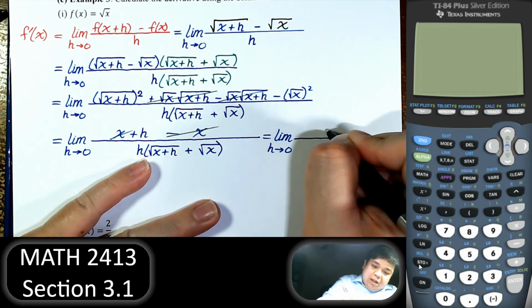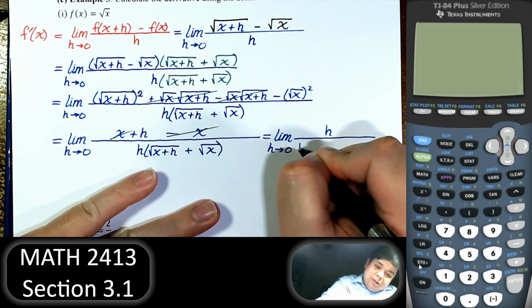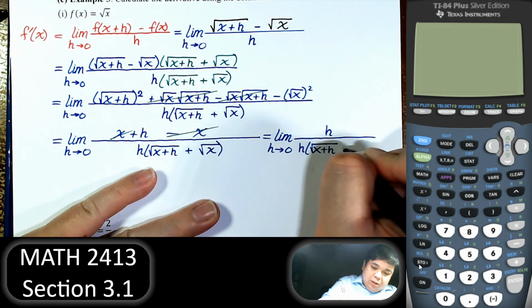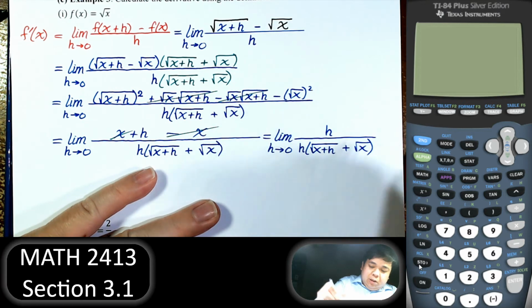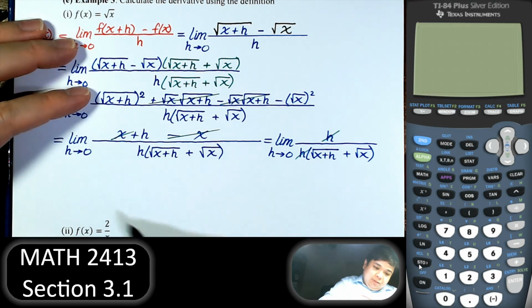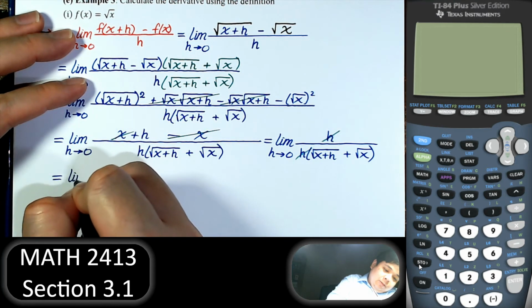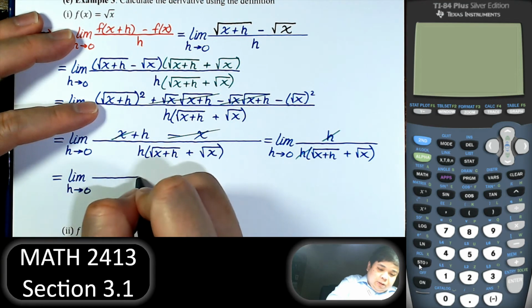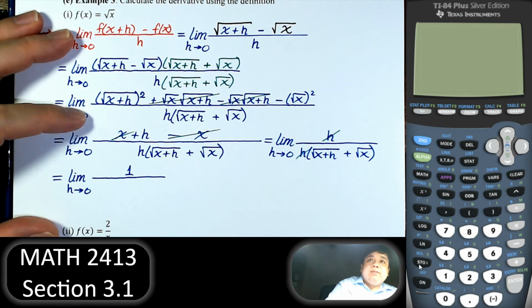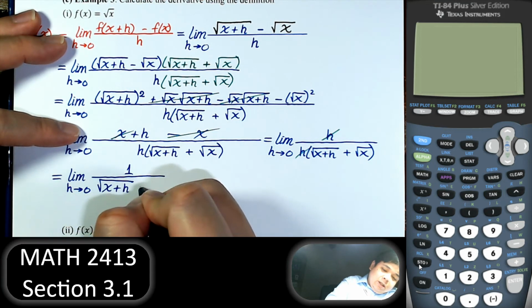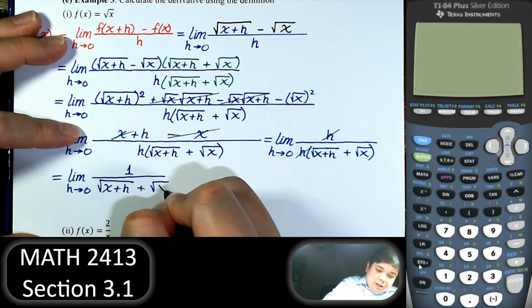And after that, we have an h on the top, and we cancel the h with the h at the bottom. It will be 1 over square root of x plus h plus square root of x.